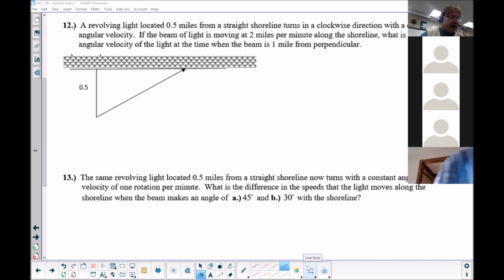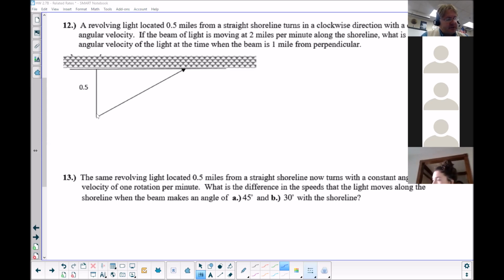It says you've got a revolving light that's located a half a mile from a straight shoreline. It's turning in a clockwise direction with a constant angular velocity. If the beam of light is moving at 2 miles per hour along the shoreline, what is the angular velocity of the light at the time when the beam is a mile from the perpendicular? A mile from the perpendicular. A lot of the syntax, a lot of the language can be a little bit confusing.